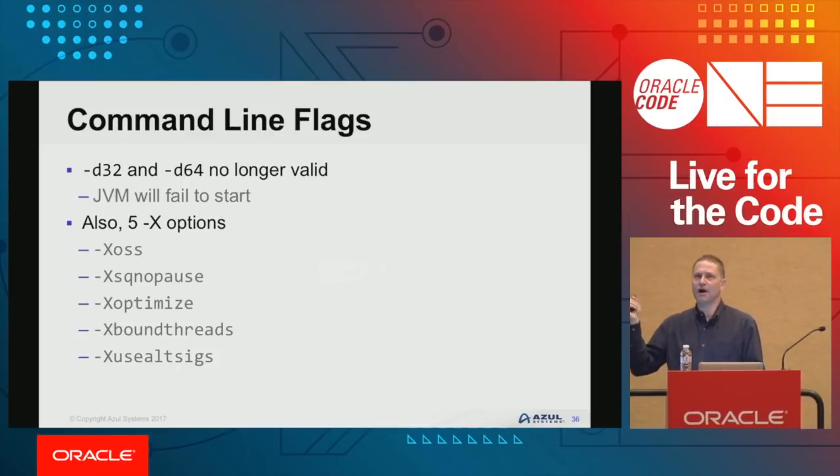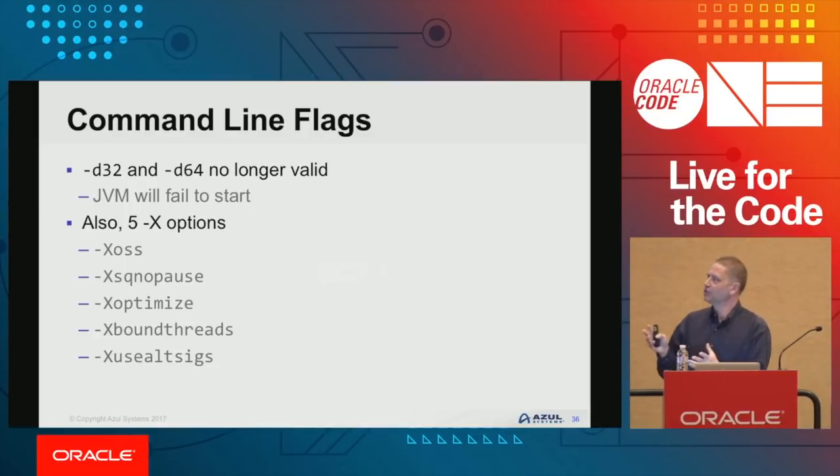And then there are 5 -X options that went away. So there's these things here. I did look those up, and I must admit, some of them I couldn't even figure out what they did. So -Xusealtsigs, -Xnopause, no idea what it does. Bound threads, I do know what it does, but not -Xnopause.